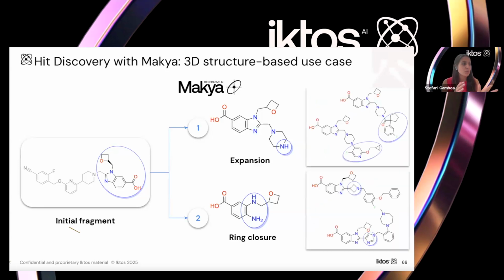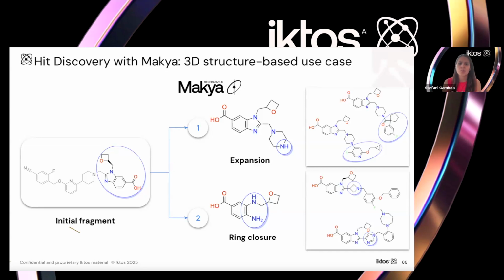So here I will show you some of the results that we got from Makia, and that you can get with our platform. Depending on the starting point, the reward function, in this case we use different interaction fingerprints, and the reactivity that you get in your initial fragment, because the reactivity here is not the same as here, then you'll get different interesting ideas.